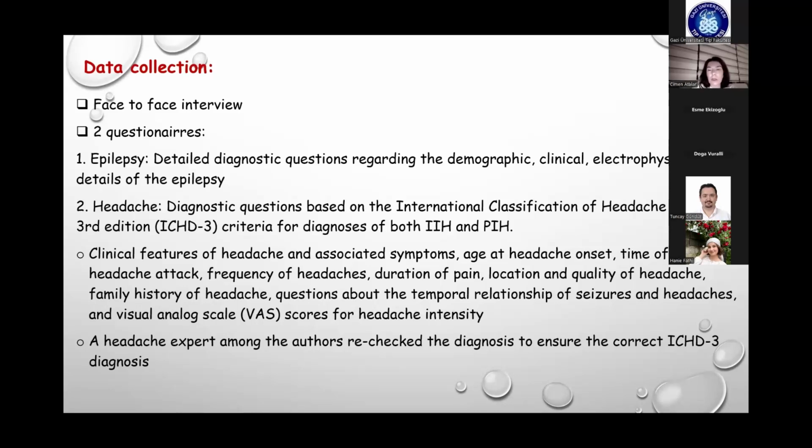The clinical features of headache and associated symptoms, age at headache onset, time of last headache attack, frequency of headaches, duration of pain, location and quality of headache, family history, questions about the temporal relationship of seizures and headaches, and visual analog scale scores for headache intensity were asked. A headache expert among the authors rechecked the diagnosis to ensure the correct diagnosis according to the International Classification of Headache Disorders.